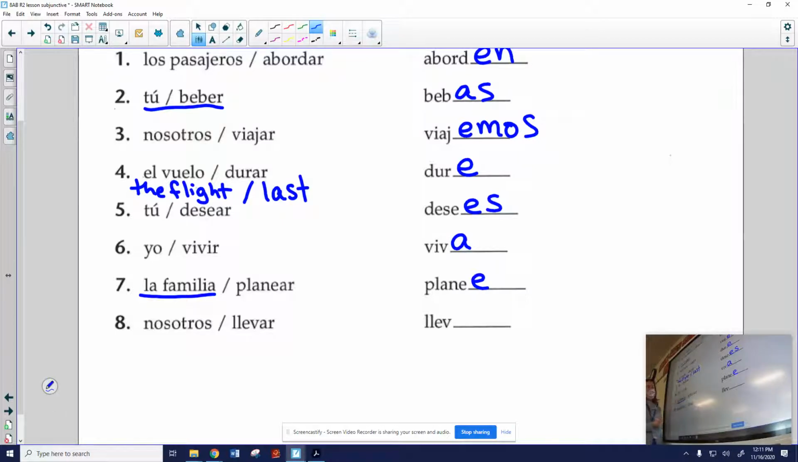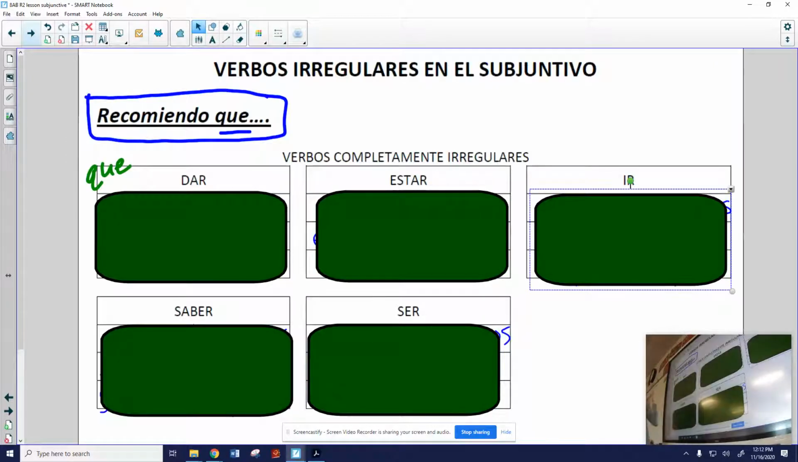Nosotros, llevar. They recommend that we carry our backpacks. Llevemos. Recomiendan que llevemos las mochilas. How'd it go? ¿Está bien? On the back.